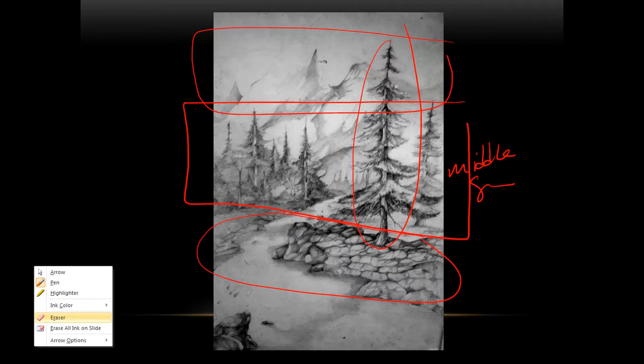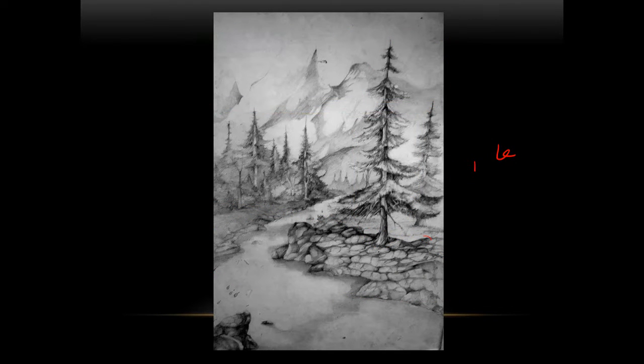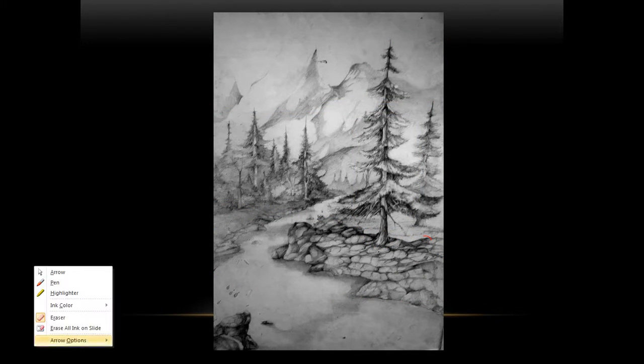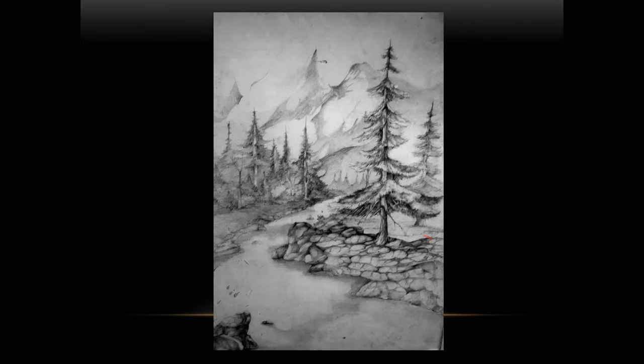Now, if you look at the background here for a second, there are no dark shades in the background like that, because the farther things get from the viewer, the lighter they get.